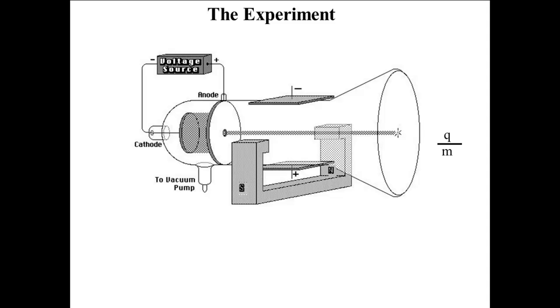It is possible to reverse the poles and get positive particles if one places a gas in the tube. The negative electrons are removed from the gas and positive particles result. However, we get different particles with different gases. The largest charge-to-mass ratio is found for hydrogen, which is the element that has the smallest mass. This mass is the mass of the proton.